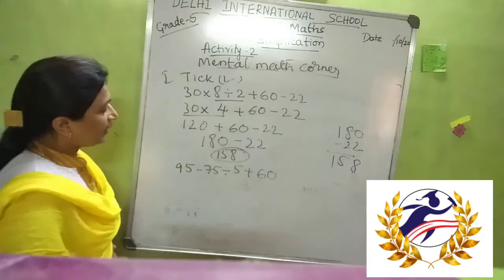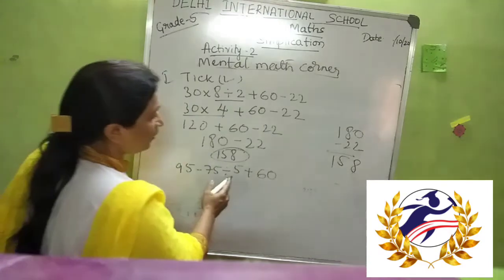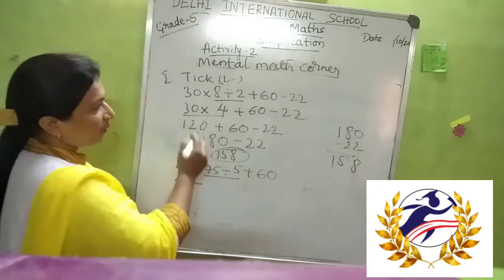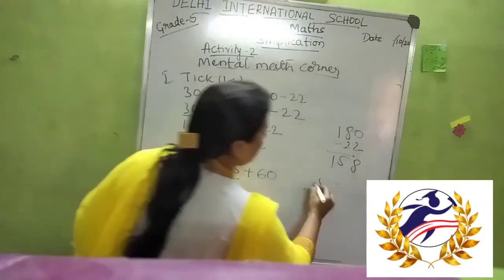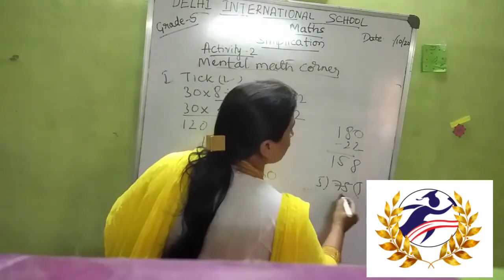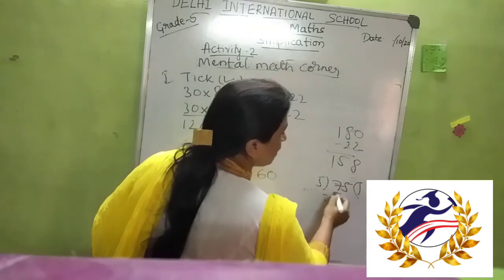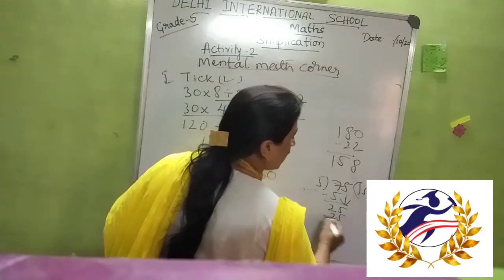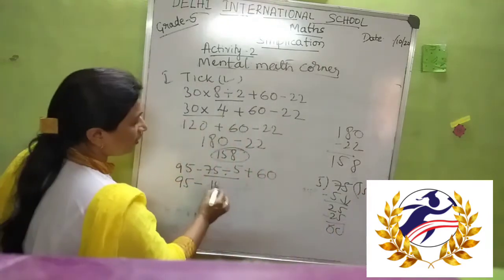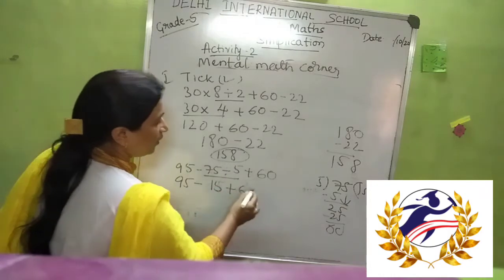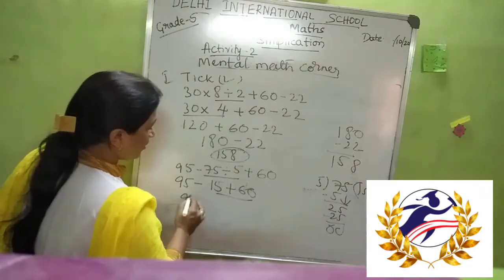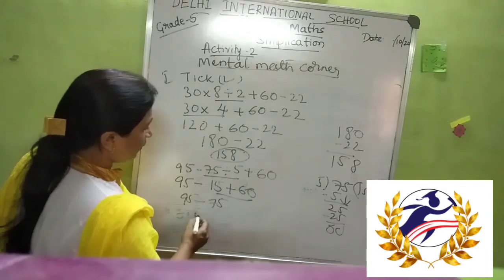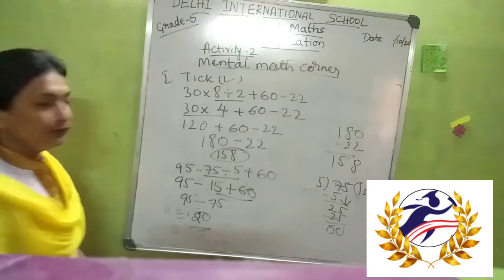And then when I take the second one, 95 minus 75 divided by 5 plus 60. We have to solve this by BODMAS rule. So 75 divided by 5. 5 ones are 5. 7 minus 5 is 2. So again I need to carry the 5. 5 5s are 25. So 0. 15 is the answer. 15 5s are 75. Okay. So then I need to do this 95 minus 75. So when we do minus of these two, we will get 20.